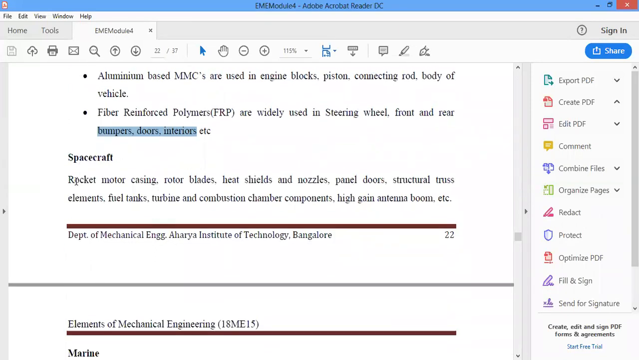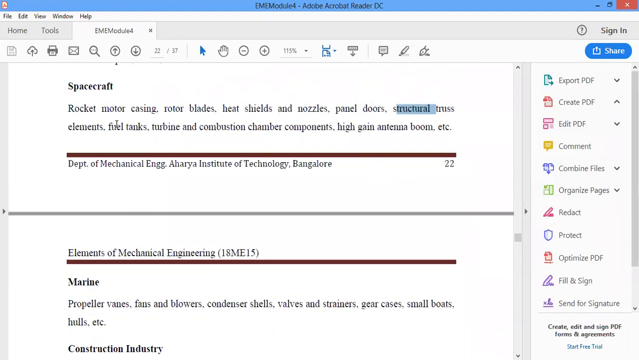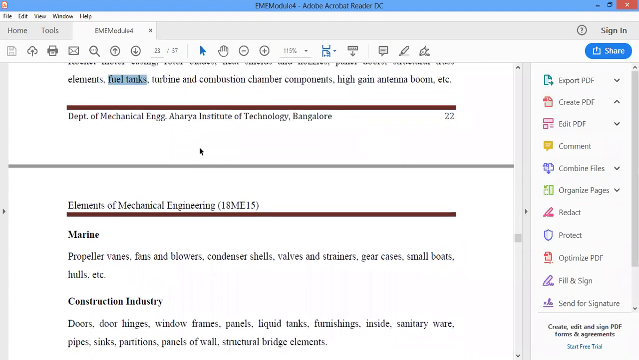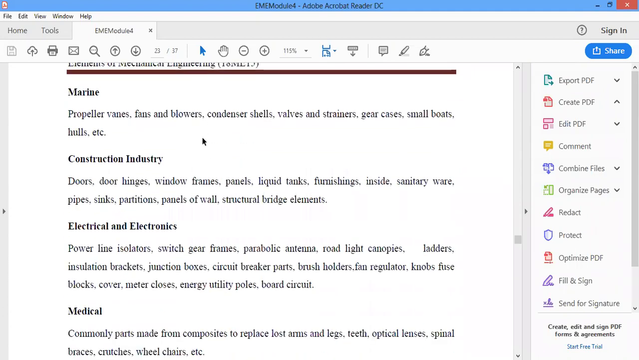In spacecraft also they make use of this for rotor casings, rotor blades, nozzles, panel doors, and the structural members that are used to give stiffness to the body, which we technically call structural trusses. Fuel tanks are also made up of composites, as I mentioned earlier. In marine applications also they are widely used for fans, blowers and so on, condenser shells, strainers, gear cases, and so on. We see some of the boats which are usually in this dark sky blue color.